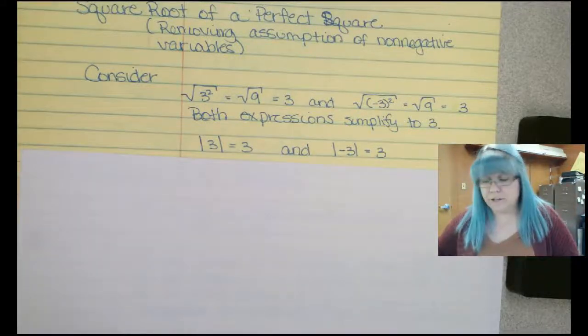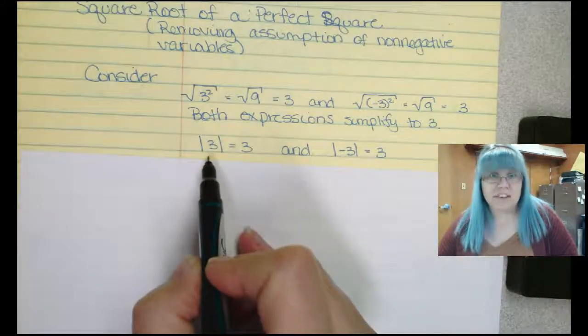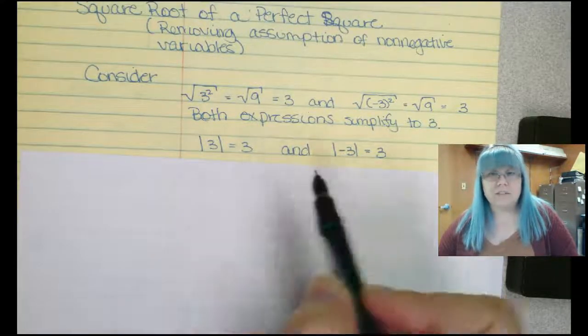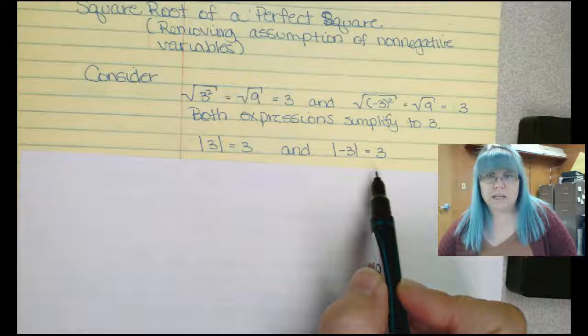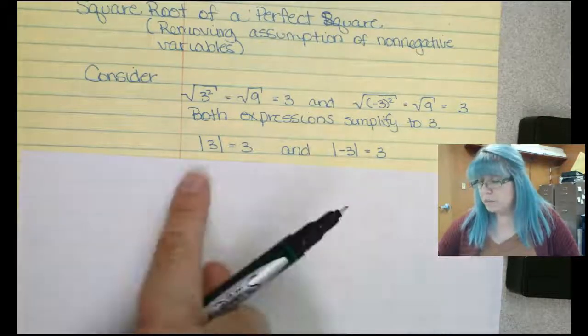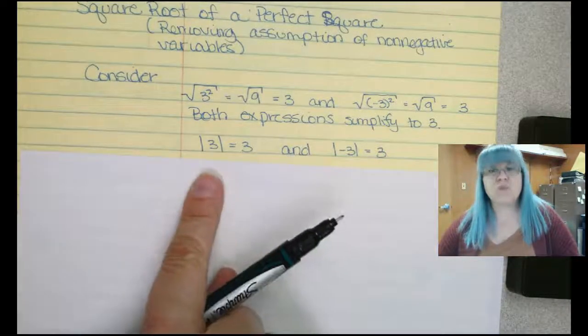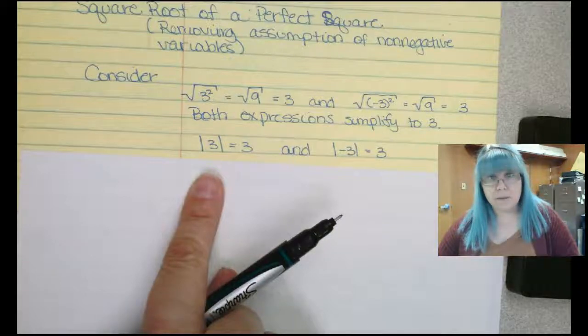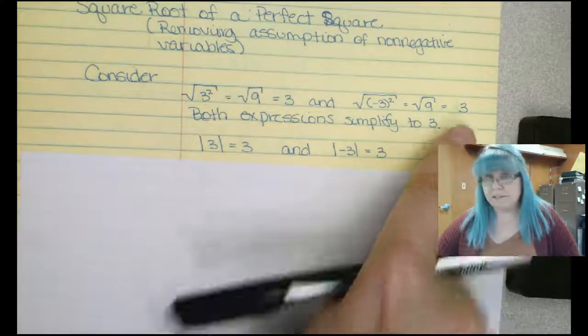We can also consider what is the absolute value of 3. Well, the absolute value of 3 is 3, and the absolute value of negative 3 is 3. We're going to use this fact to force our variables that come out of the radicals to be positive.